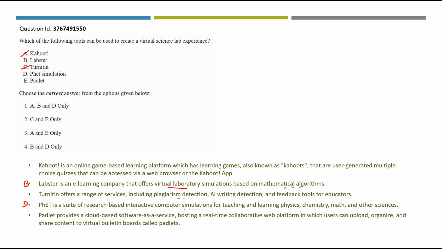What about Padlet? If you remember, it is a bulletin board service that is available virtually. Padlet provides a cloud-based software as a service, hosting a real-time collaborative web platform in which users can upload, organize and share content to virtual bulletin boards called Padlets. So what is cloud-based software as a service? This software is available on a web platform. You can use it in a browser without installing anything in your system. So that is cloud-based software as a service. This is also ruled out because it is about a virtual bulletin board. Now we have only two options, B and D, as the answer. Option number 4 will be the right answer.